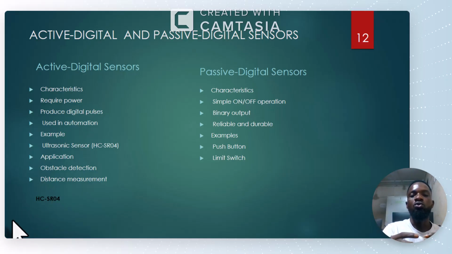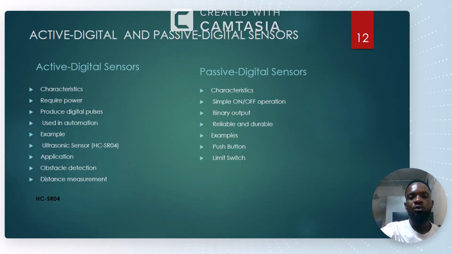So all you need to know is what a sensor is. That is one. You should be able to mention the categories of sensors. You should be able to list some examples and also some characteristics of a sensor. Is that okay? Now, if there are no questions, we proceed to our next slide. Waiting for your questions.